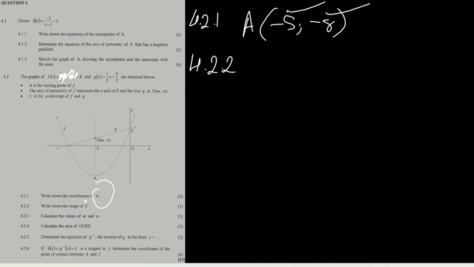2.1.2. Write down the range of f. Guys, the range of a parabola. Look at this function. This is a parabola. So if they want the range, you just go straight to this turning point. You go straight to the y coordinate of the turning point. Okay, it's -8.